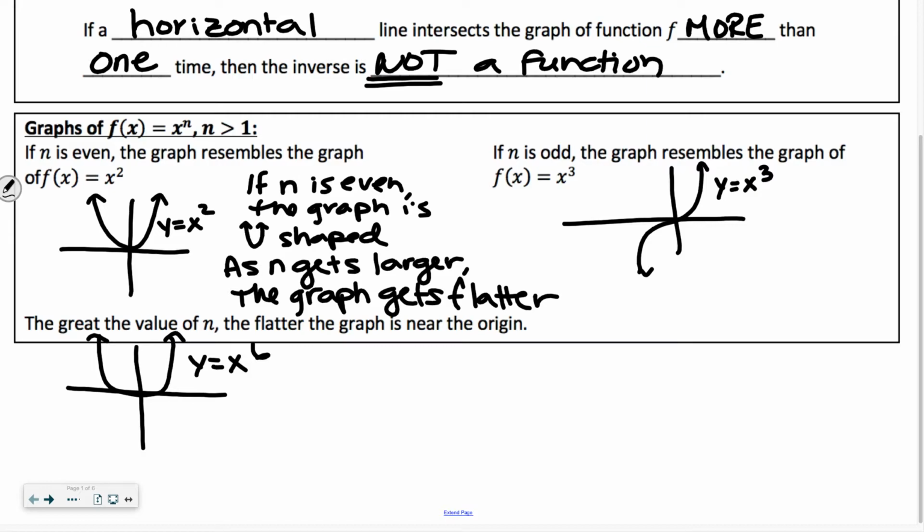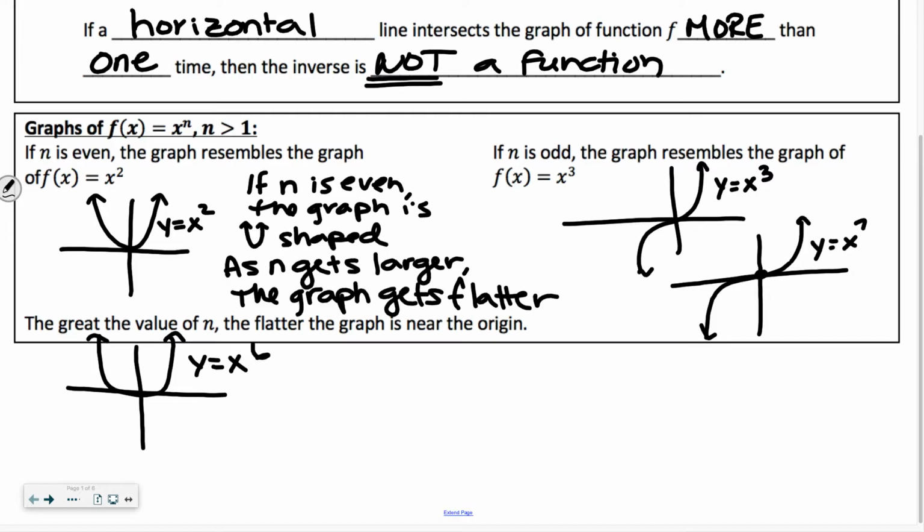And same thing, as the value of n increases there, it gets flatter near the origin. So if I were to draw like y equals x to the 7, it would just be longer. It would almost look like it was touching the x-axis more than it is, but it only really crosses at 0, 0. It just gets flatter right there. Okay, so this is y equals x to the 7. But all you really need to know is that it's that shape.